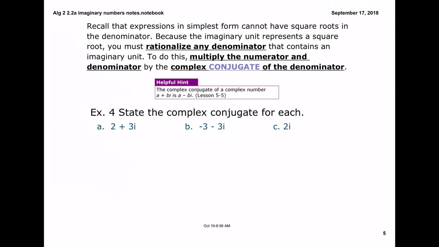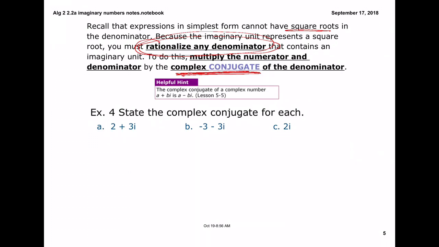So in this next slide, we just want to recall that we are not allowed to have a square root in the denominator. Because the imaginary unit represents a square root, you must rationalize any denominator that contains an imaginary unit. To do this, you are going to multiply the denominator by the complex conjugate.